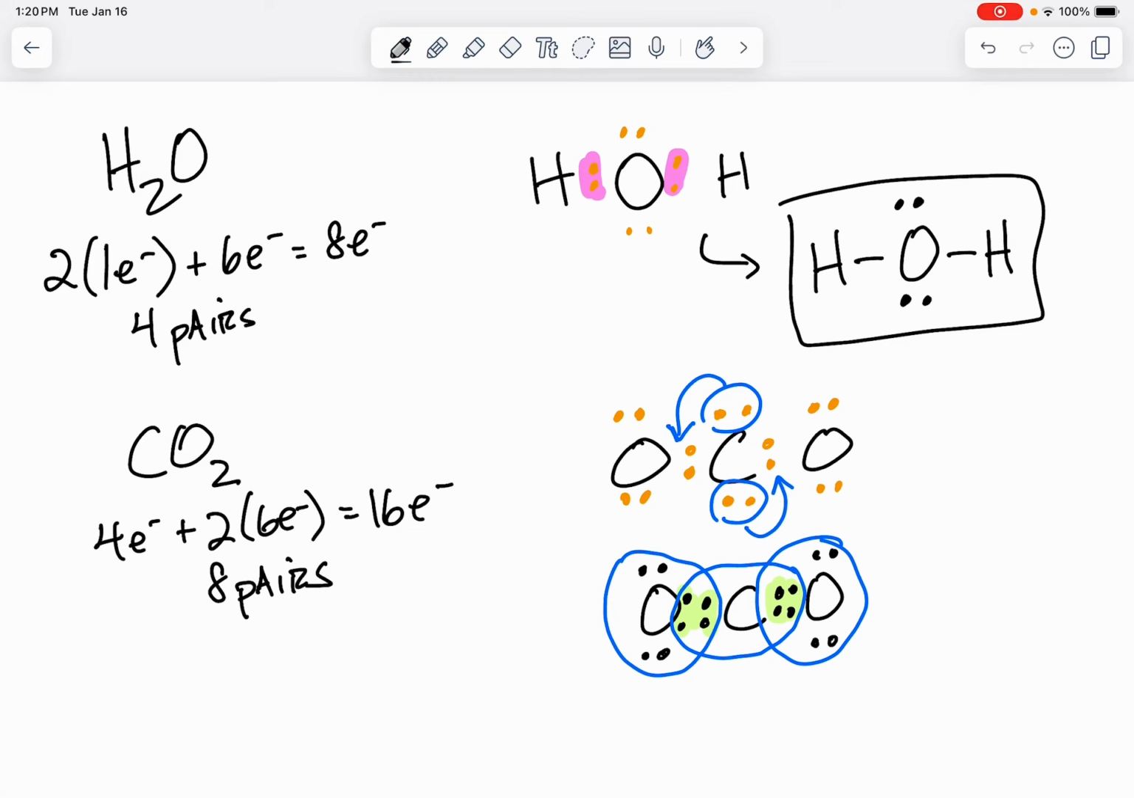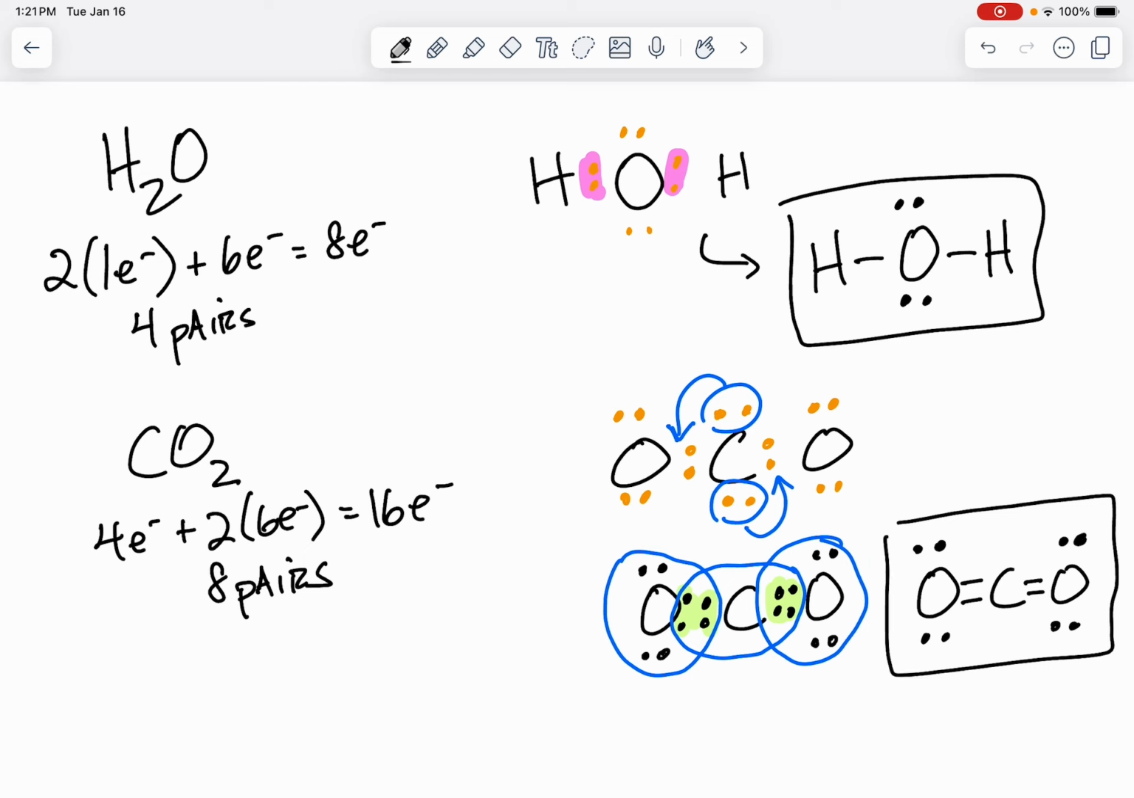So then rewriting this, I would say I'm going to have my oxygen, carbon, oxygen. My lone pairs of electrons stay as dots. So we'll leave that there. And then my bonding pairs, each pair we're going to represent by a line. So we have 2 bonding pairs from carbon to oxygen on each side. And so that means we have what we call double bonds. And so this would be our arrangement here for carbon dioxide. All right.